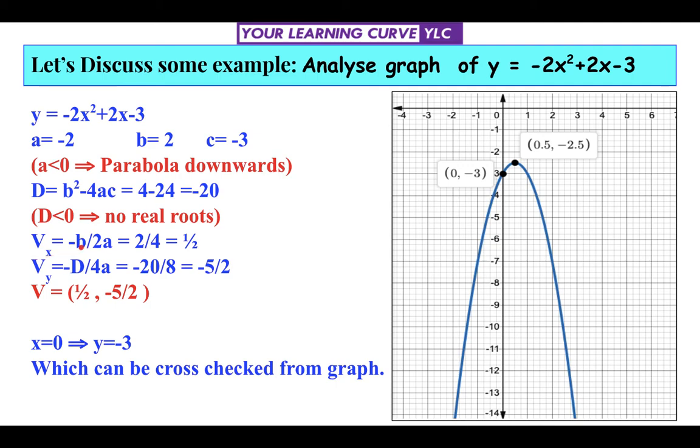Coordinates of the vertex, Vx is minus b by 2a, which is 1 by 2. Vy, that is y coordinate of vertex, is minus D by 4a, which is minus 5 by 2. Now vertex is 1 by 2 comma minus 5 by 2, or 0.5 comma minus 2.5. X equal to 0 means y is equal to minus 3. The point where graph cuts the y-axis is 0 comma minus 3. So we have positioned the graph of this quadratic on graph.